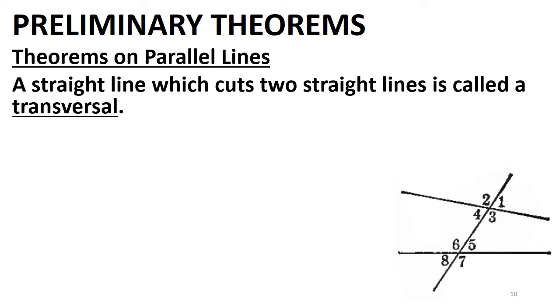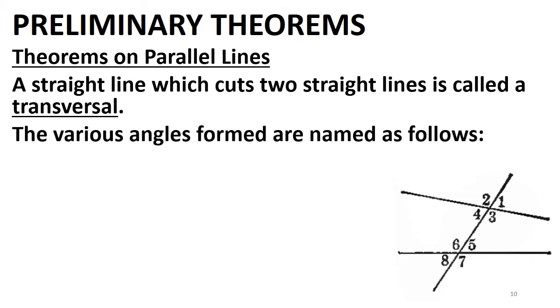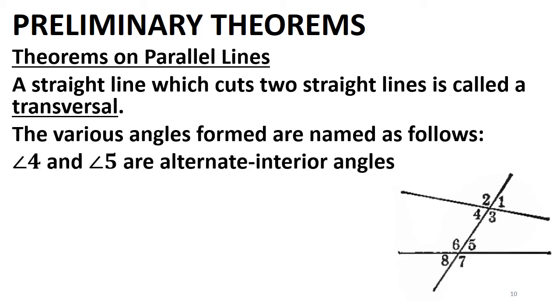And makakapag-form tayo ng mga iba't ibang angle. As you can see naman, very clear naman dun sa figure. So, una na dyan, yung tinatawag nating alternate interior angles. So, nasan po yung alternate interior angles? Nasa loob, tapos alternate. So, itong angle 4 and angle 5 are alternate interior angles. So, pares yan, angle 4 and angle 5. Also, angle 3 and angle 6 are also alternate interior angles.